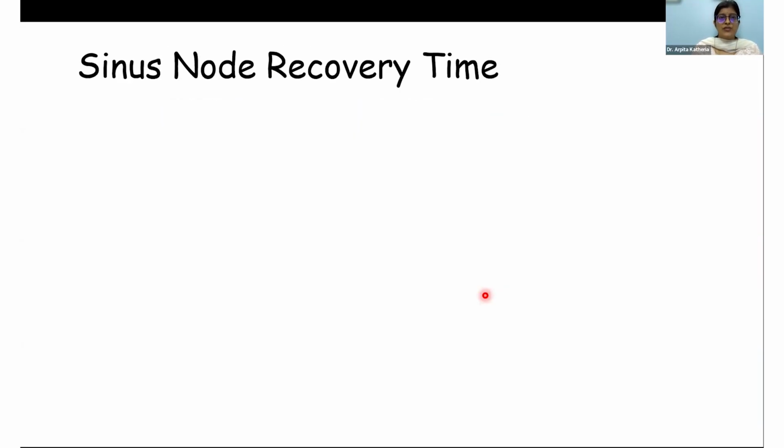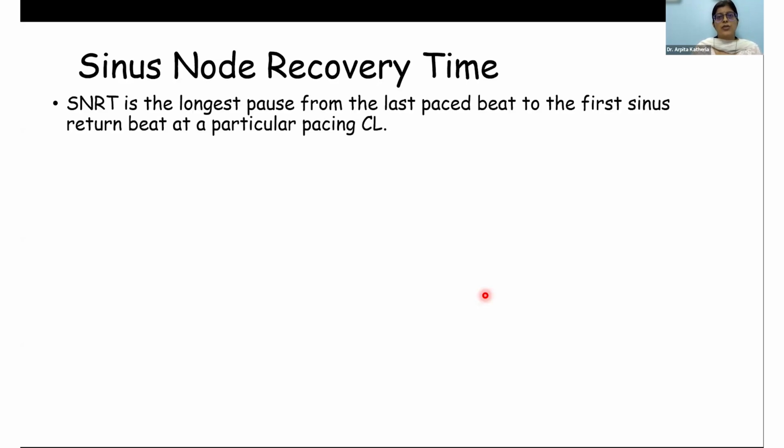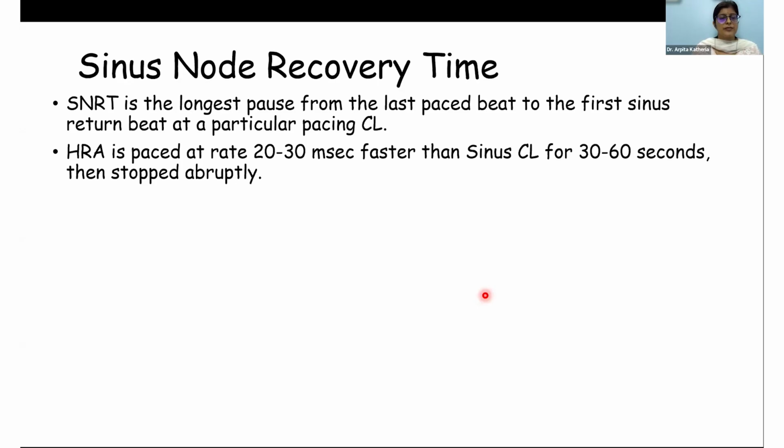Now, a little bit in brief about the sinus node function testing, which can also be done through pacing the high right atrium. First is the sinus node recovery time. This is the longest pause from the last paced beat to the first sinus return beat at a particular pacing cycle length. HRA is usually used for pacing near the SA node, SVC-RA junction, and the rate is 20 to 30 milliseconds faster than the sinus cycle length for 30 to 60 seconds and then stopped abruptly.